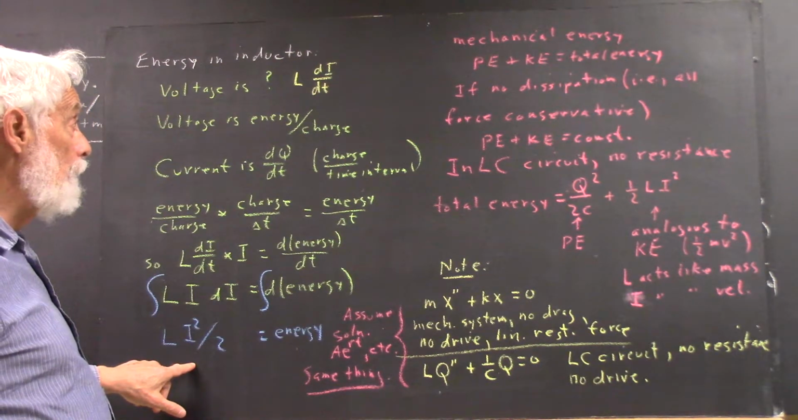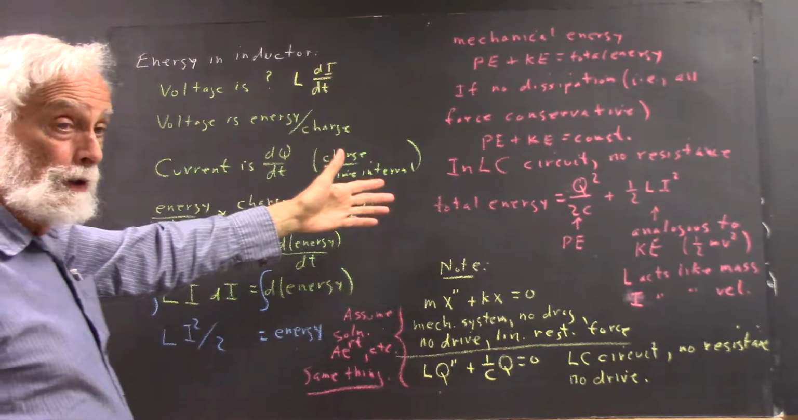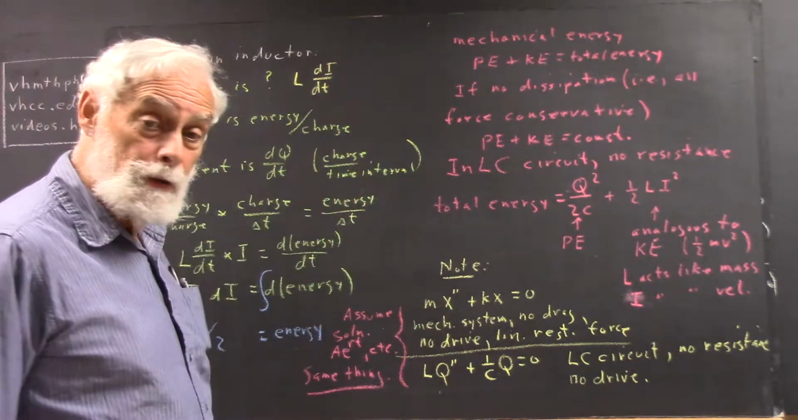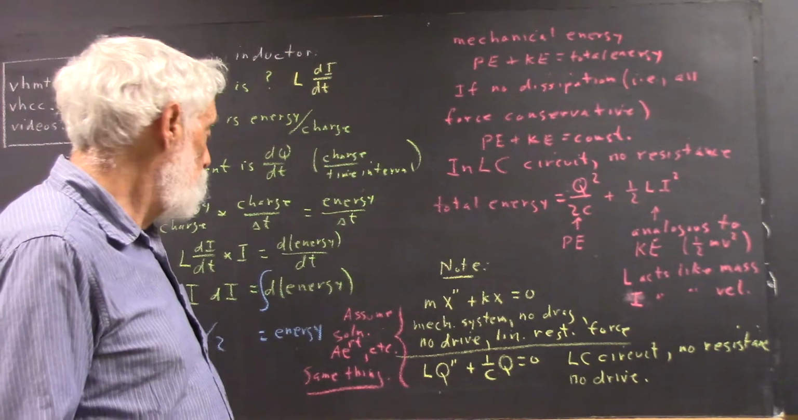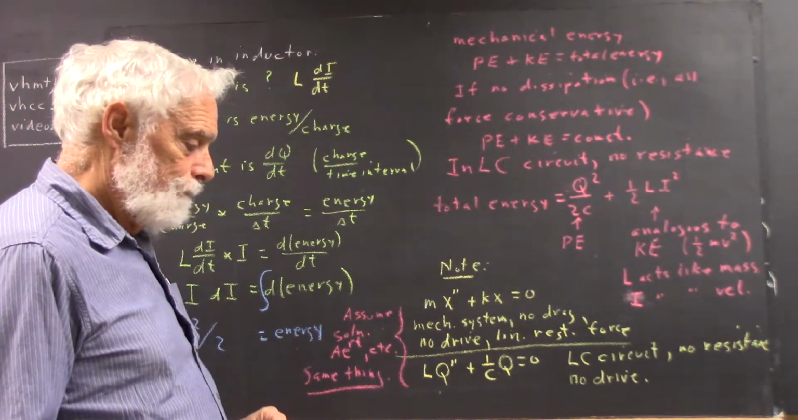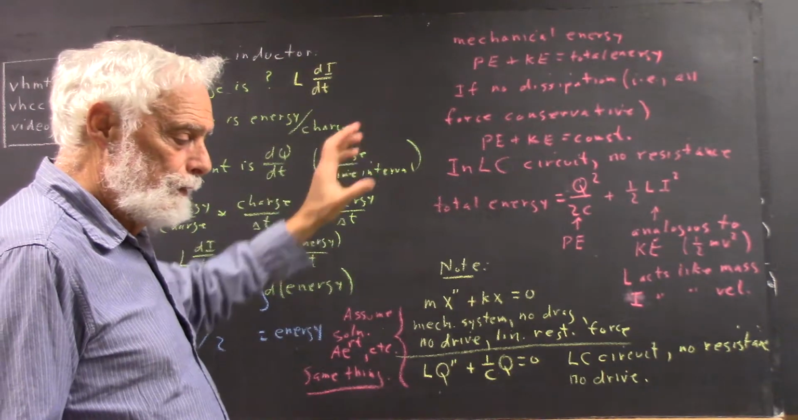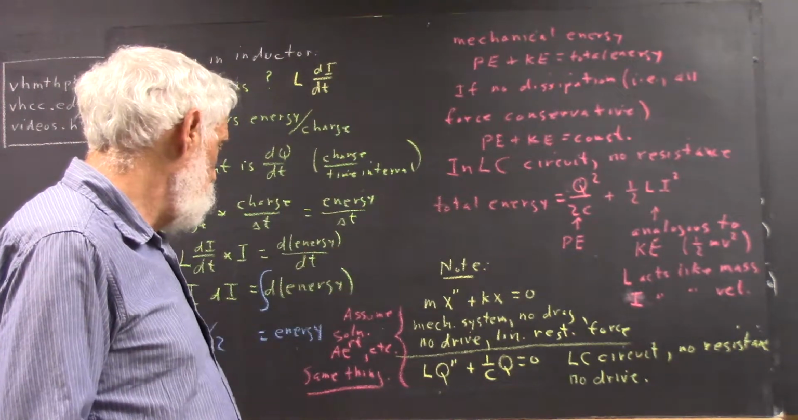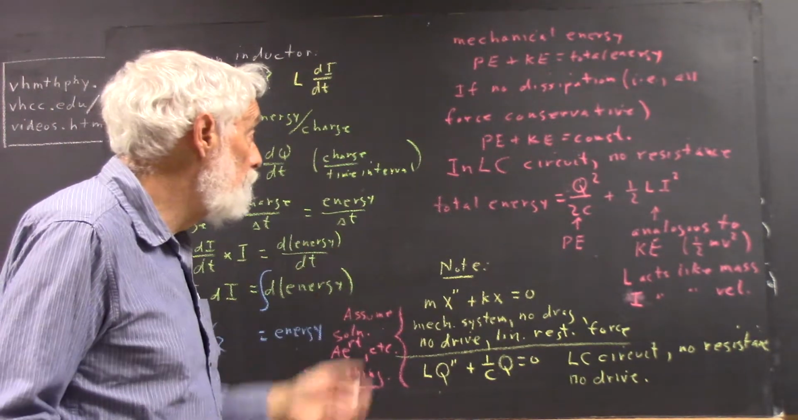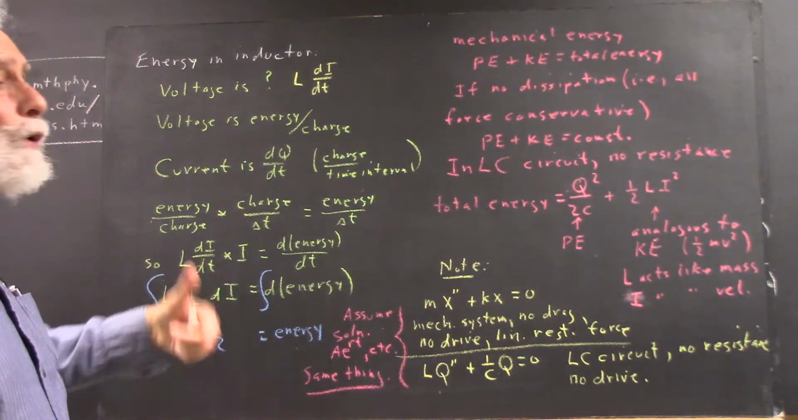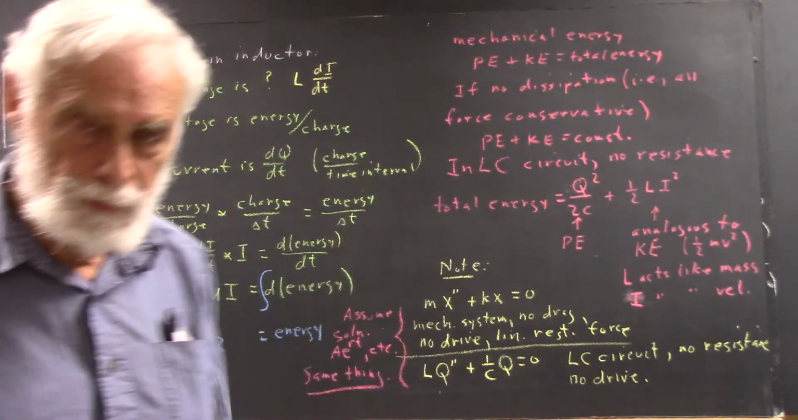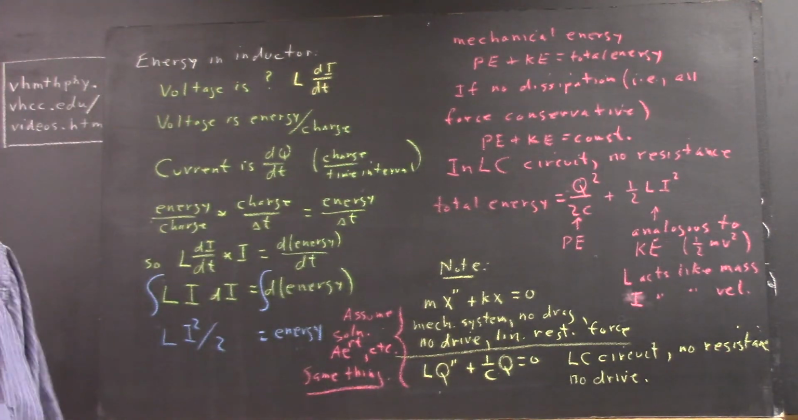Now there are analogies between mechanical energy and the energy in an LC circuit. And even more general analogies between the mechanical and the circuitry, the situations you get with mechanics and circuits involving inductors, capacitors, and resistors. So we're going to talk about that next.